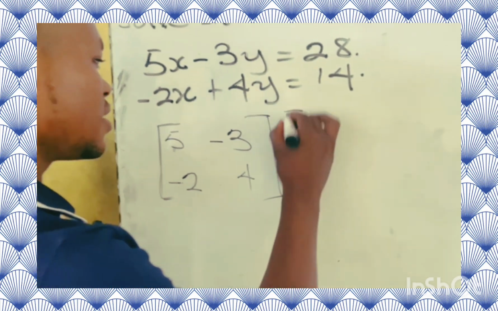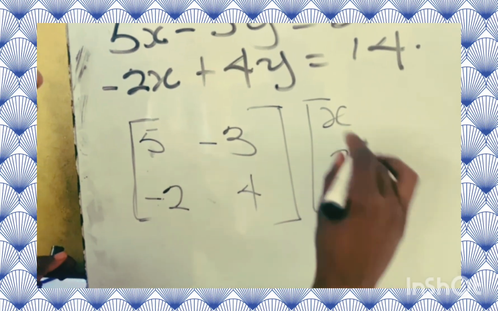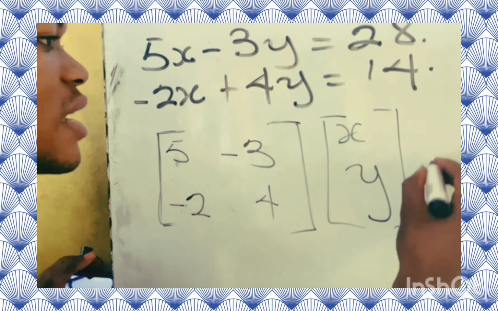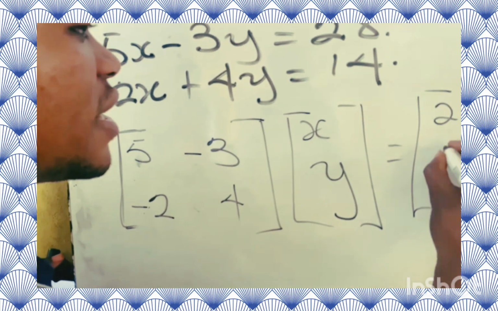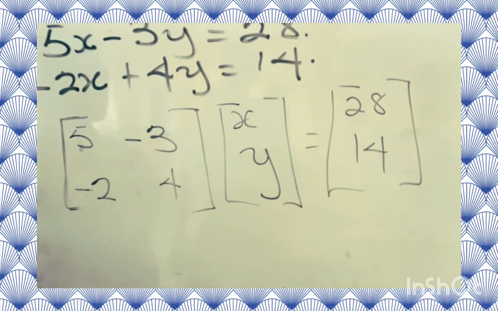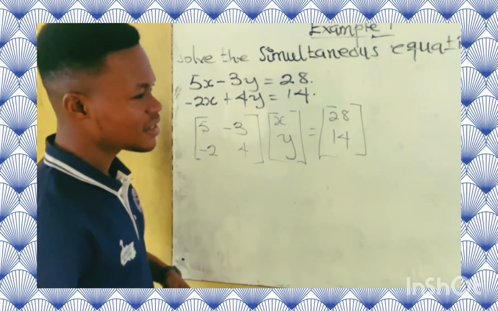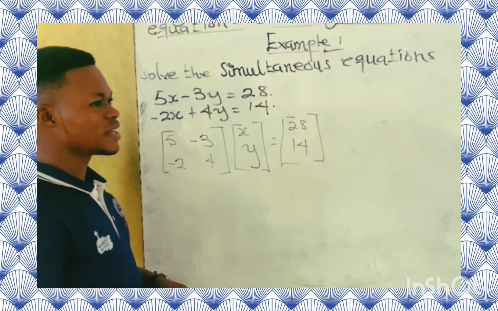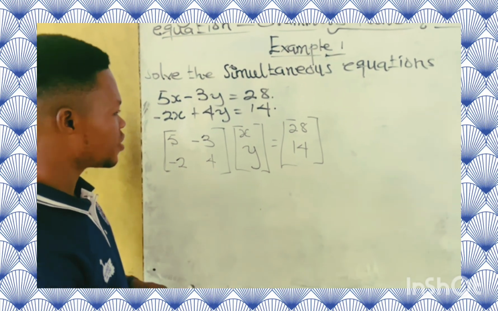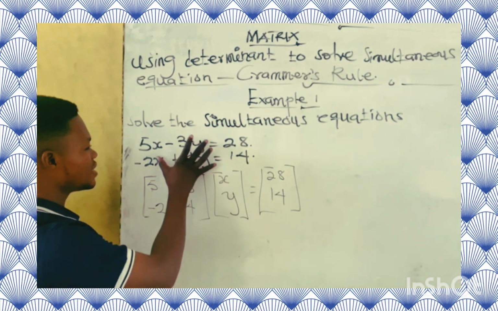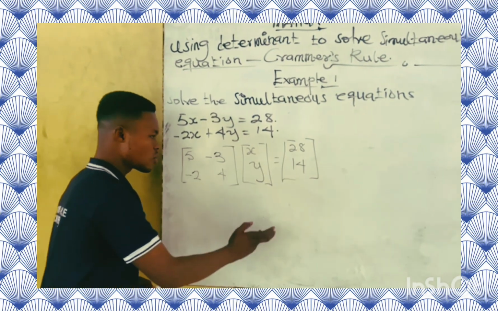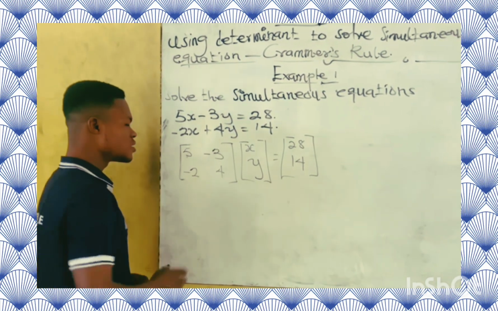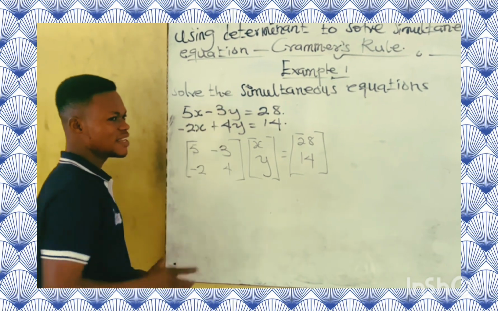Then we bring the x and y, and equate it to the constant terms, which are 28 and 14. You see, when you apply matrix multiplication, you arrive at the same thing as is here. When you multiply the column by each row, you get the same equations.